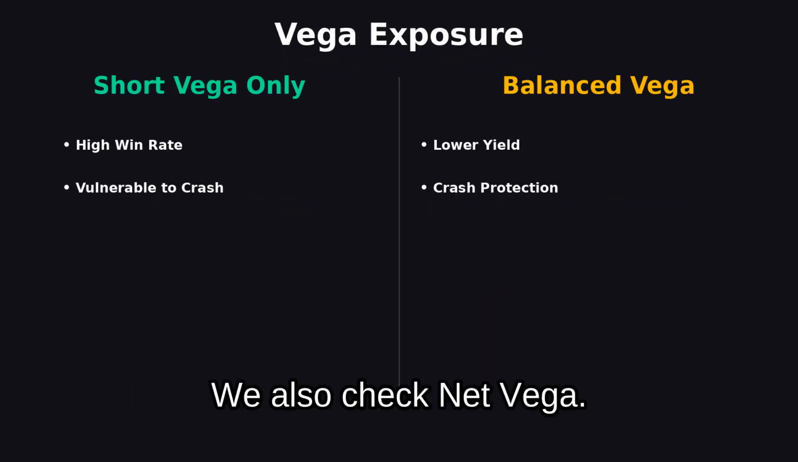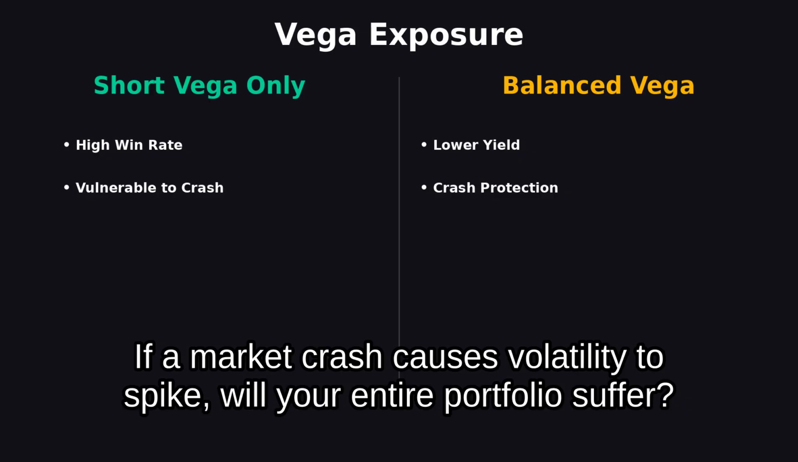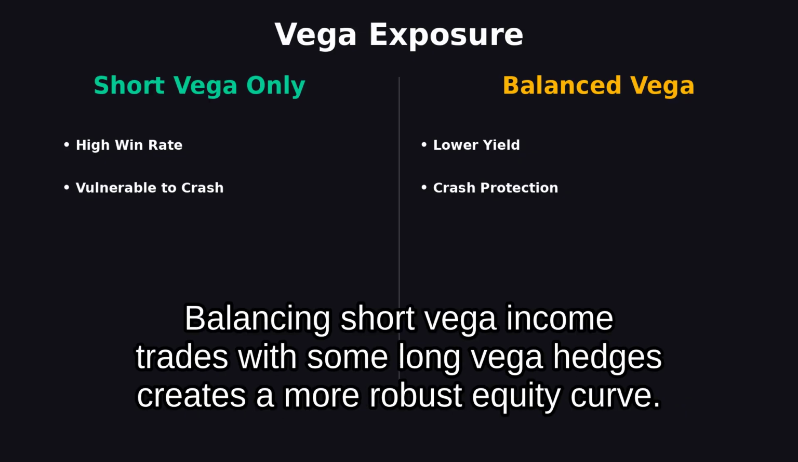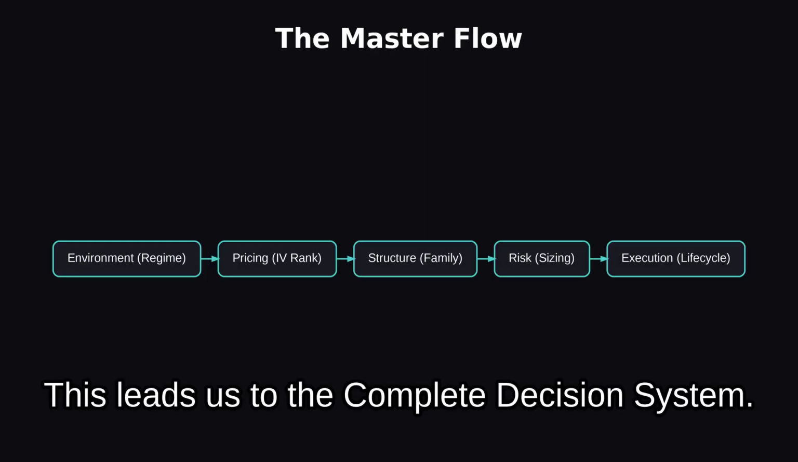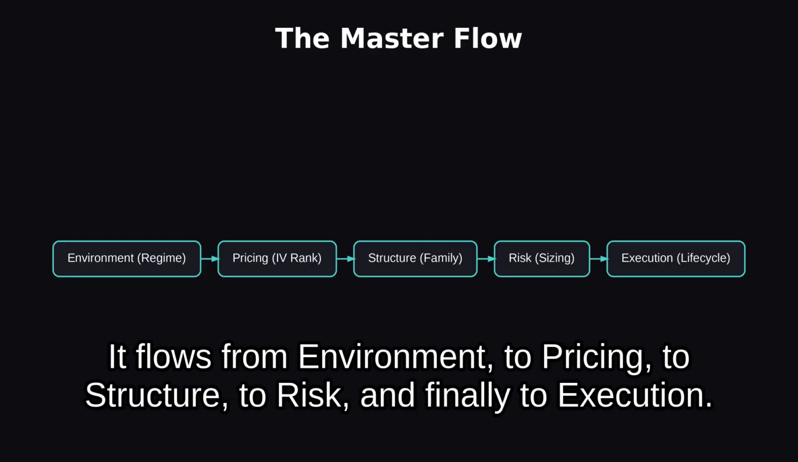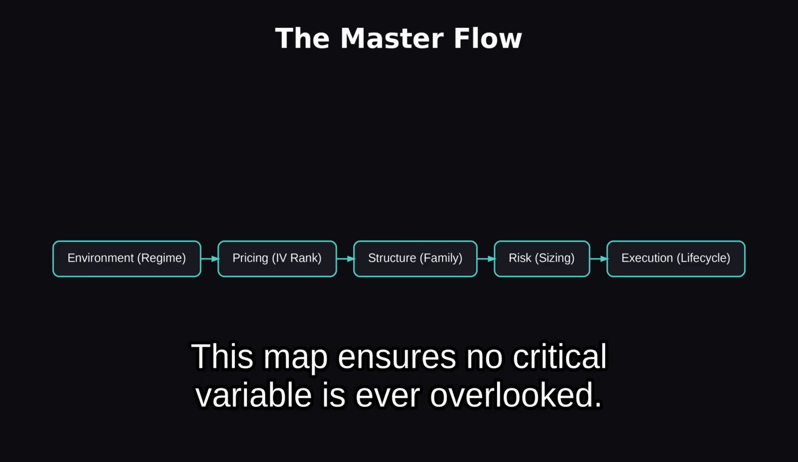We also check net vega. If a market crash causes volatility to spike, will your entire portfolio suffer? Balancing short vega income trades with some long vega hedges creates a more robust equity curve. This leads us to the complete decision system. It flows from environment to pricing to structure to risk and finally to execution. This map ensures no critical variable is ever overlooked.